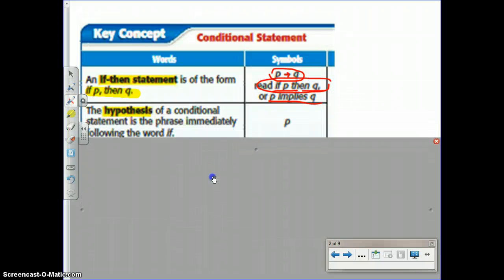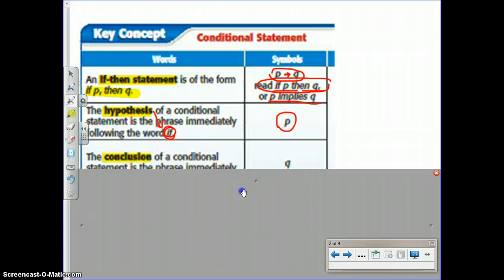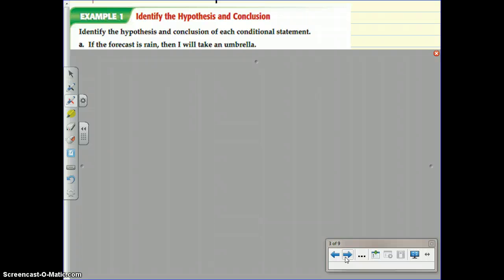All right, hypothesis. The hypothesis of a conditional statement is the phrase immediately following the word if. So it's everything after if. Hypothesis is if. In symbols, that's our P. Conclusion is everything immediately after the word then. So when you see the word then, everything after it is our conclusion. In symbols, that's Q.